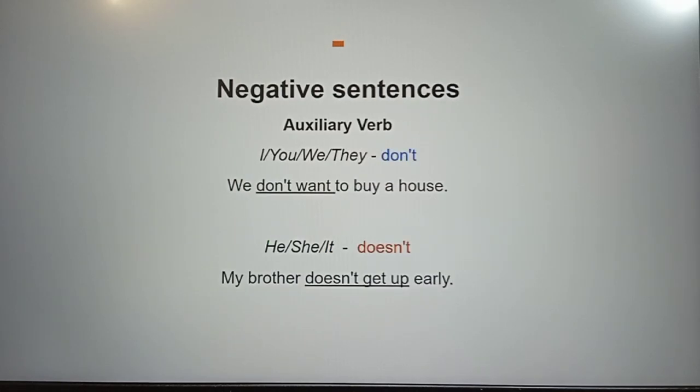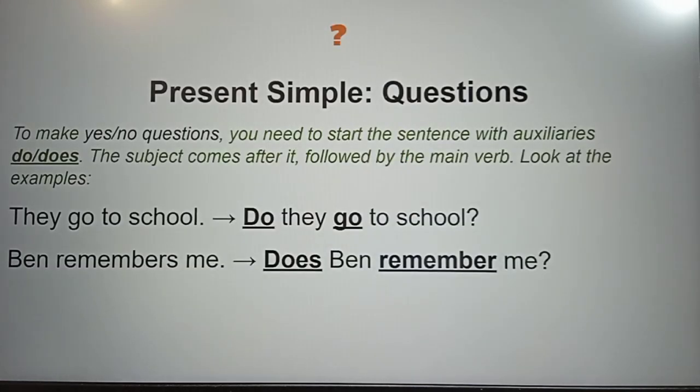In order to make a negative sentence in the present simple tense, we need to use an auxiliary verb. Do for I, you, we, they. We don't want to buy a house. Does for he, she, it. My brother doesn't get up early.